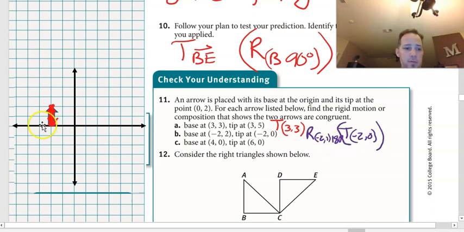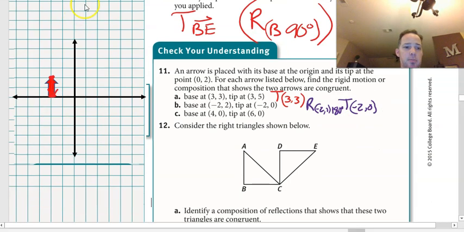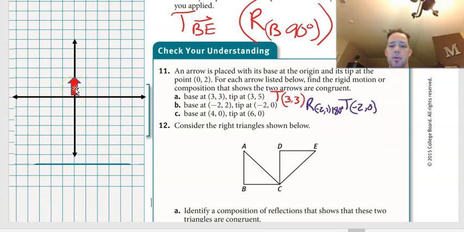So translation first, and then a rotation, this one. It makes it end up where we want it to. What about if we... Okay. Oh, I guess I do still need the parentheses on there.